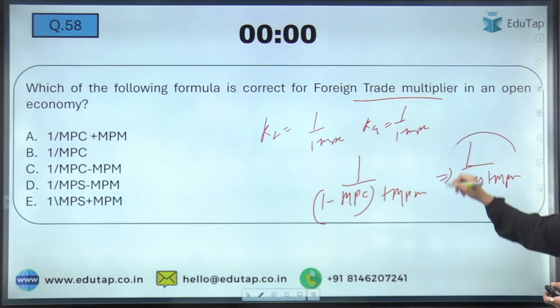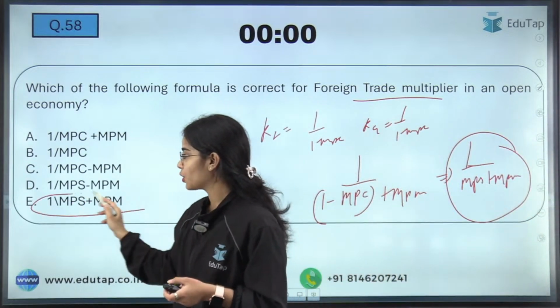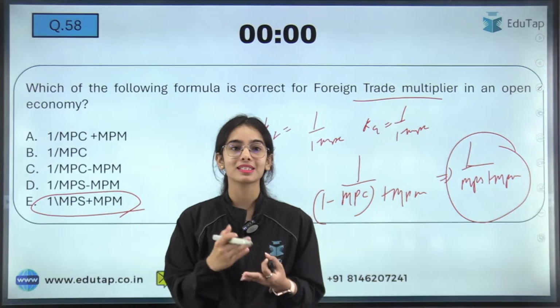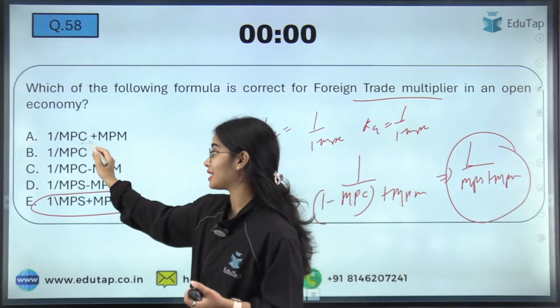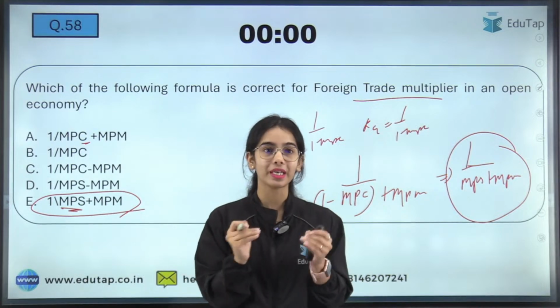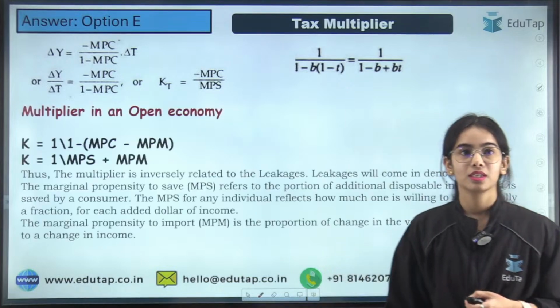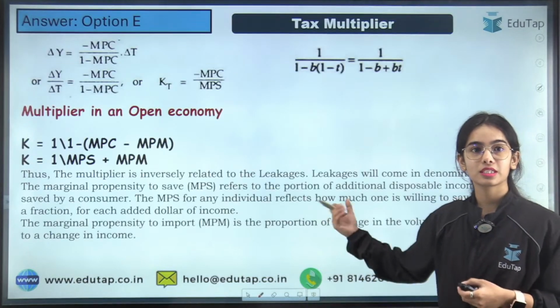So this is the correct formula of the foreign trade multiplier: 1 upon MPS plus MPM. So it is not MPC, it is MPS. It is MPS. So 1 upon MPS plus MPM. Got it? So this is the formula.